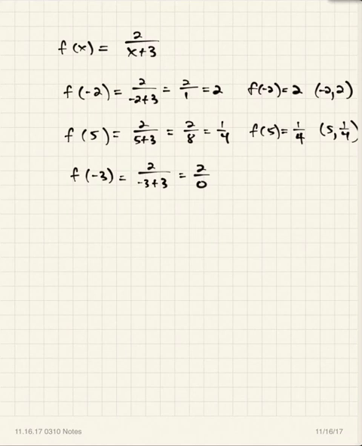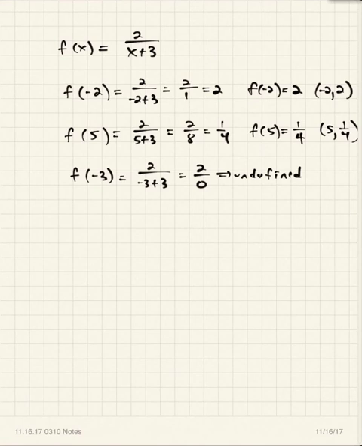Now don't you dare tell me that 2 over 0 is equal to 0. 2 over 0 is not equal to 0. Remember, you cannot divide by 0. The 2 over 0 is actually an undefined expression. This is a meaningless expression. This is undefined right here. There's no way to do that. There's no number you can multiply by 0 and get 2 as the answer. So this is undefined.